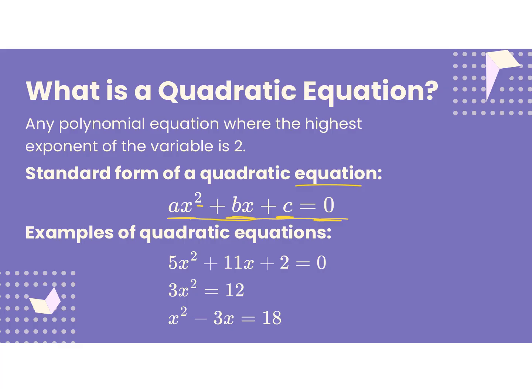Any one of these is an example of a quadratic equation. Not all of them are in standard form, but these are just some examples. So I have 5x squared plus 11x plus 2 equals 0. This is a quadratic equation because my highest exponent is 2, and I don't have anything bigger than that. Same thing here, highest exponent is 2, highest exponent is 2. Notice only this one is in standard form. This is not in standard form. To get it in standard form, I would move that 12. To get this one in standard form, I would move that 18, so that they equal 0.